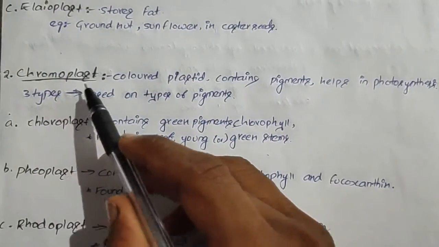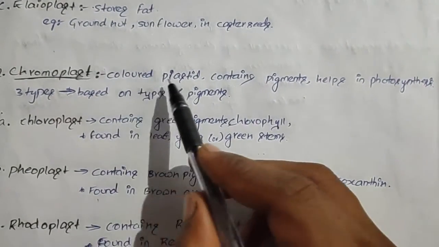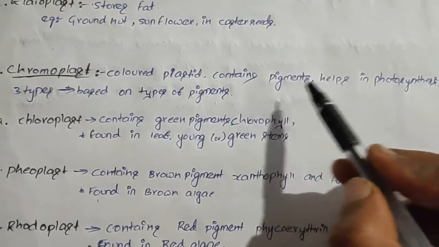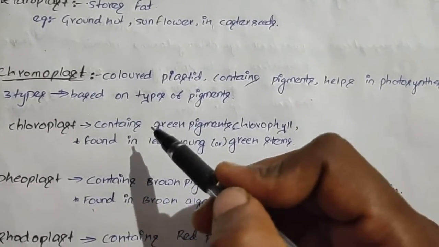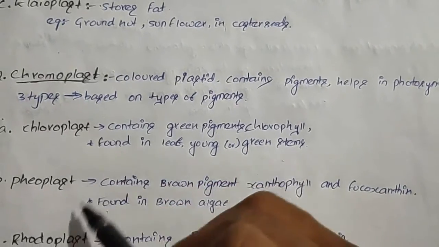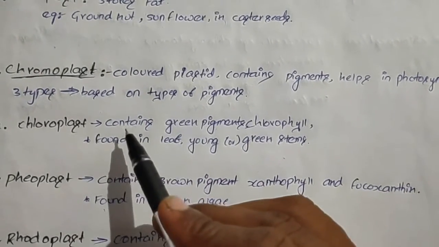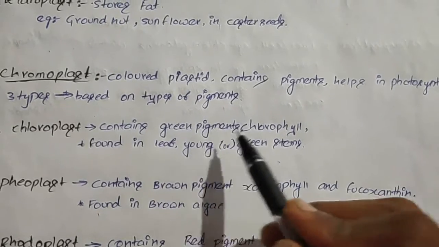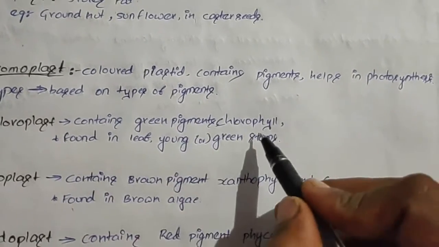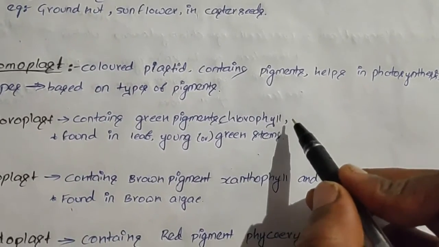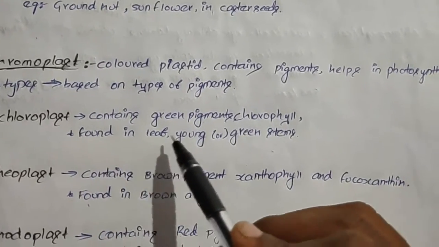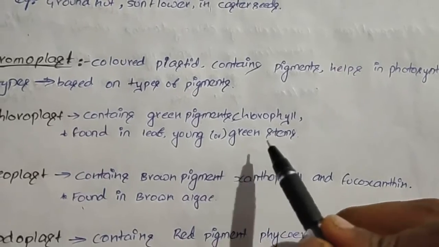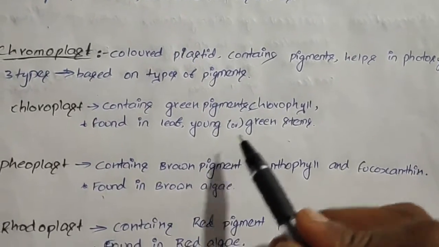The second type is the chromoplast. This chromoplast is a colored plastid because it contains pigments and it helps in photosynthesis. Based on the pigments, the chromoplast is divided into three types. One is chloroplast. This chloroplast contains the green pigment chlorophyll, and different types of chlorophyll like chlorophyll A, B, C, D, etc. It is found in the leaf, young or green stems, etc., and helps in photosynthesis.